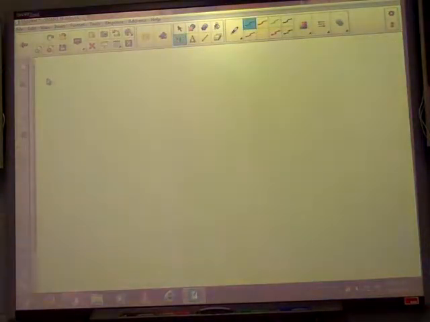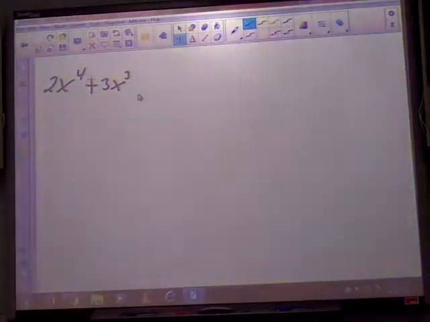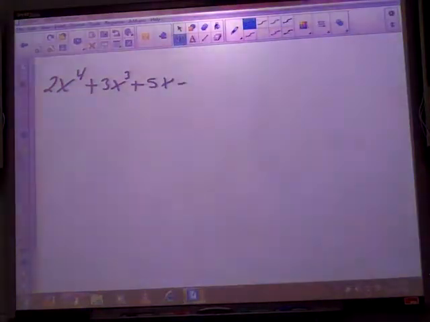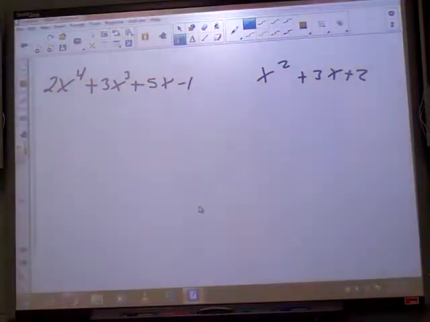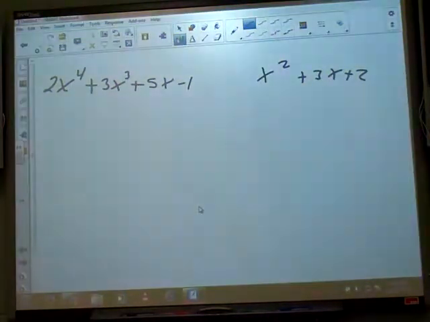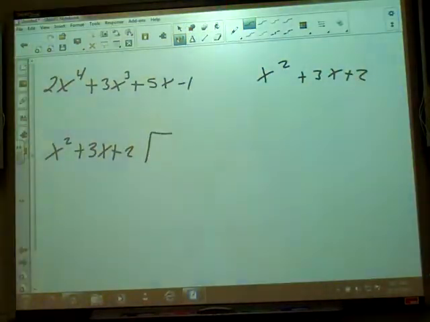I've got 2x to the fourth plus 3x cubed plus 5x minus 1. And I'm going to divide that by x squared plus 3x plus 2. Okay, so that means long division is what you think. It's what you did when you were little. What we're dividing by is going to go outside my box. So I'm going to write x squared plus 3x plus 2. And I'm going to make my big long division box.